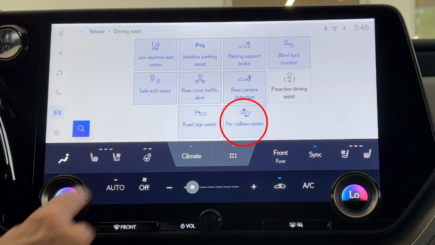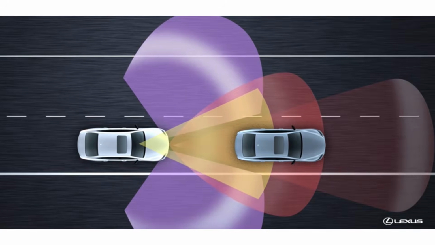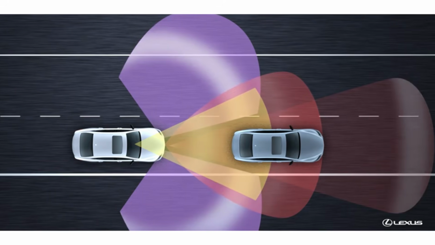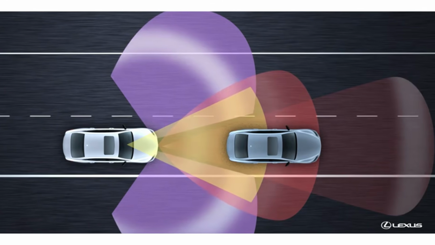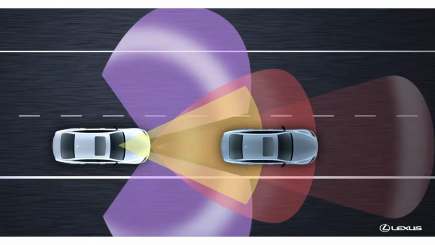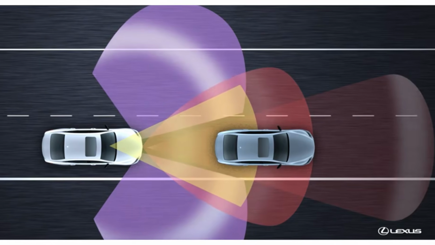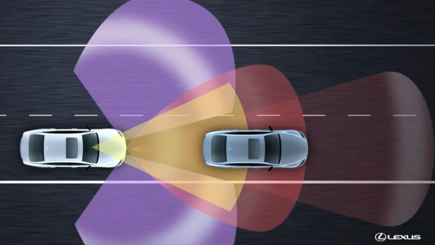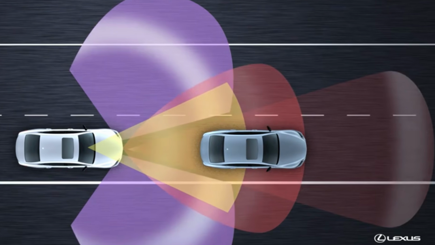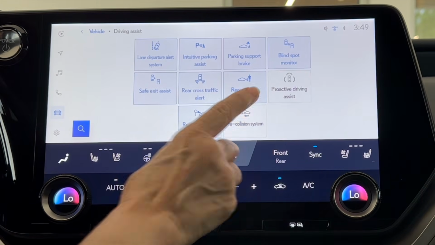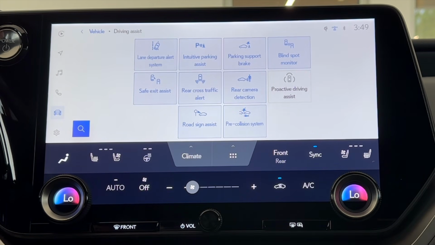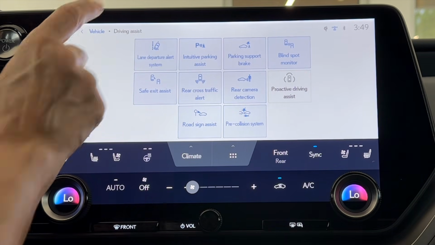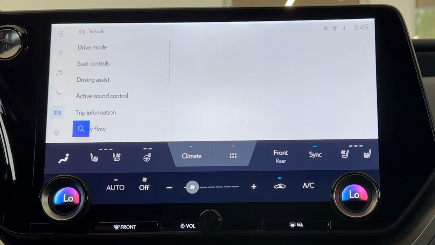The pre-collision system is designed to help mitigate an accident wherever possible. It will pre-tension the seat belts, prime the airbags, prime the brakes, give you lots of different warnings to try to help assist you in an emergency situation where the vehicle determines that a collision is highly possible. So we'll turn pre-collision system back on. Click on Vehicle to go back.